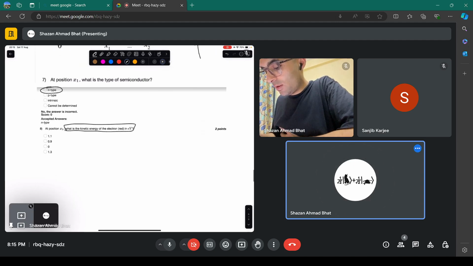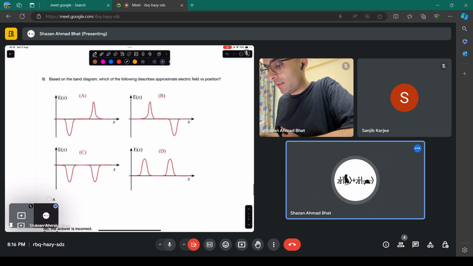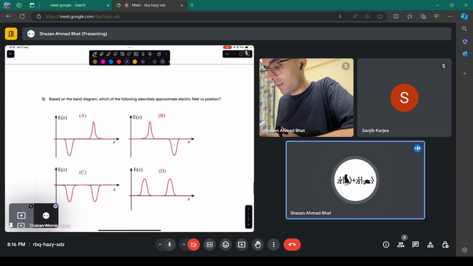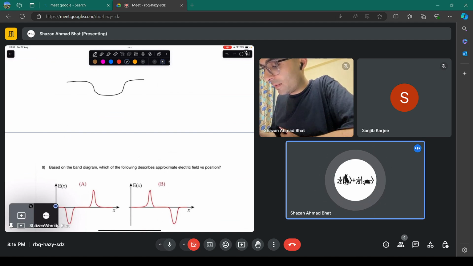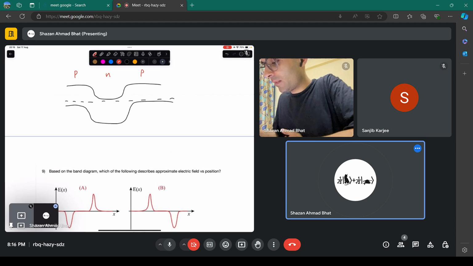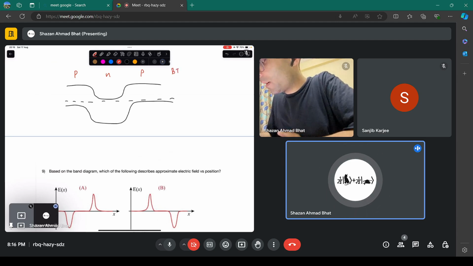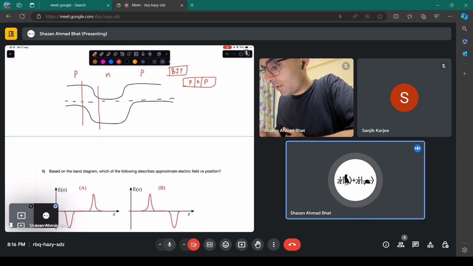So the answer is zero. Now a good question is, for the same case, you need to find the electric field. How do you compute the electric field? This is the Fermi level, and you see that this is actually a PNP type of transistor. It's a BJT, bipolar junction transistor, where the n layer is sandwiched between two p regions of semiconductor. Because of that, there are two depletion regions.